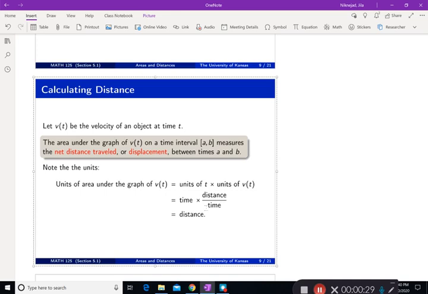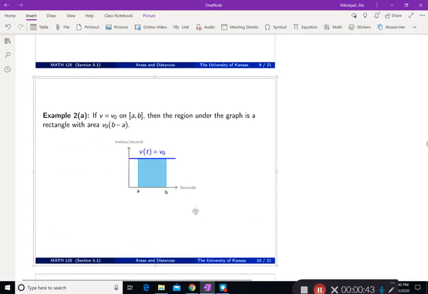We're saying that the unit of area under the graph is going to be units of t times units of v of t, and that's time times distance divided by time, and it's going to be distance basically.